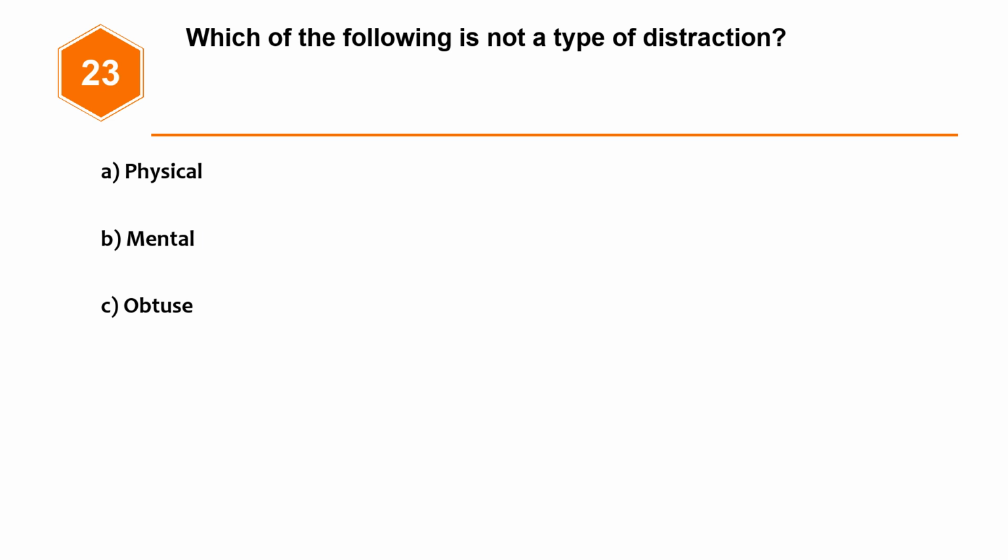Question 23. Which of the following is not a type of distraction? Option A, physical. Option B, mental. Option C, obtuse.